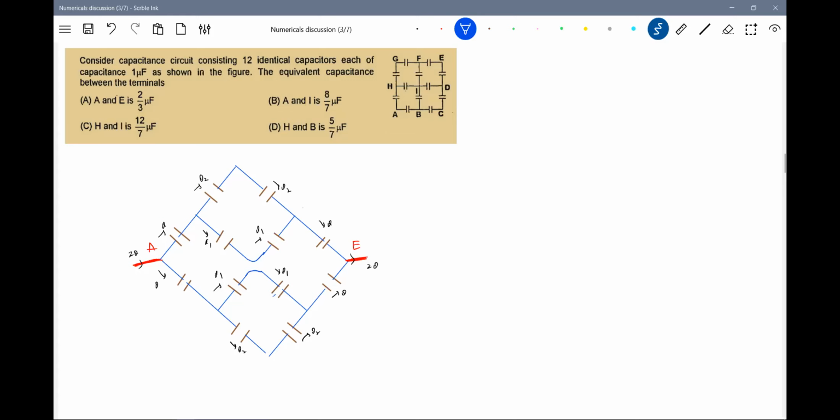Now I think we can simplify. These two are in series. These two are in series. The effective is in parallel with this, and that effective is in series with this one. So if you call this 1 farad, 1 and 1, 1 by 2, this will be 1 farad. 1 farad, 1 by 3, 1 by 3, and here 1 by 3. How much will it be? 2 by 3. I think that is it.